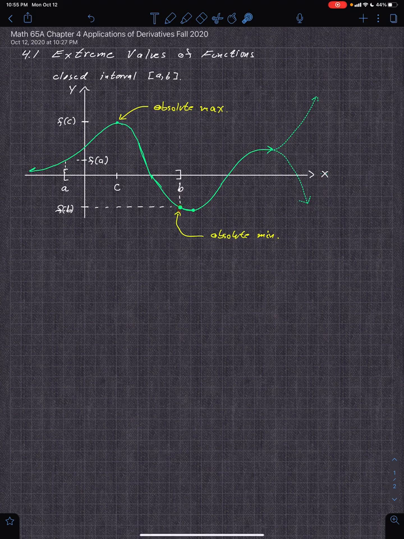So in this case, f of b is the absolute minimum. It occurred at the endpoint. It's not the minimum of the whole function. The absolute minimum of the whole function is actually down here, assuming it just goes horizontal, or maybe approaches an asymptote or something. And then the absolute maximum of the whole function is actually up here, unless it goes off to infinity or something. So we're really just talking about what's happening on a closed interval.